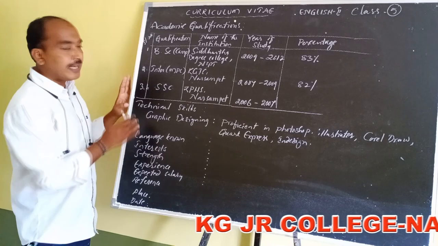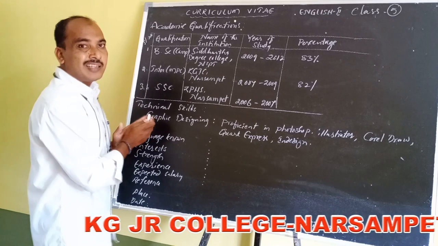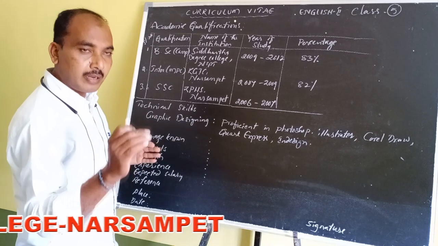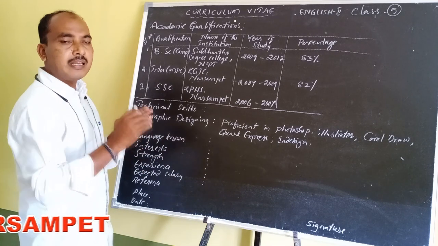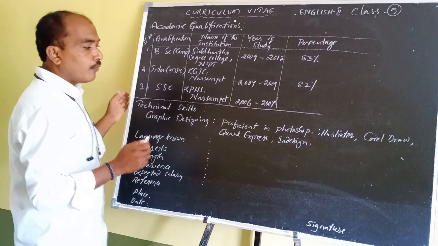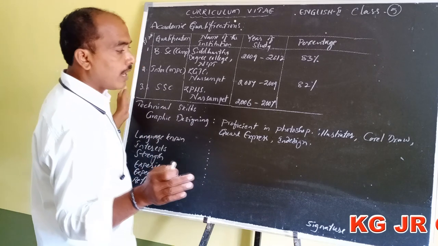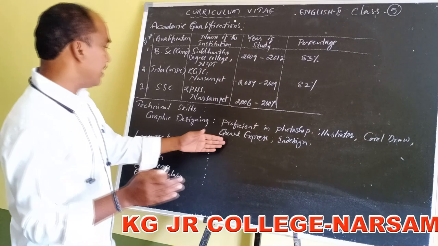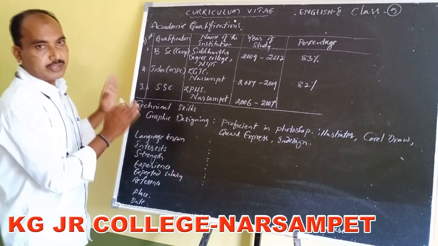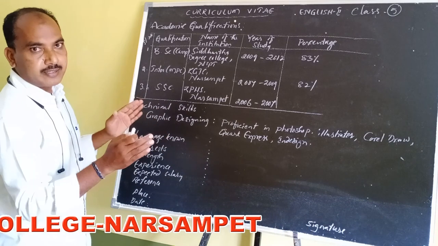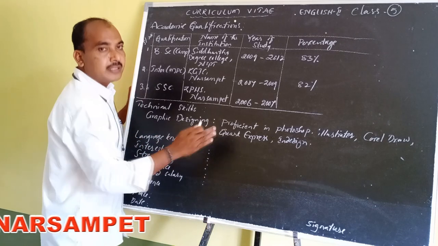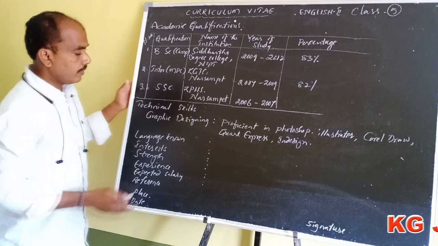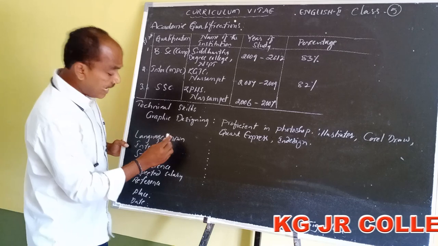The next one, technical skills. Clearly the technical skills are available in the given advertisement. If you read the advertisement or given exercise, you understand clearly they mentioned you must be proficient in Photoshop, Illustrator, CorelDRAW, Quark Express, InDesign. What are they? They are all graphic designing courses. You are proficient in that, so you mention the same technical skills given.